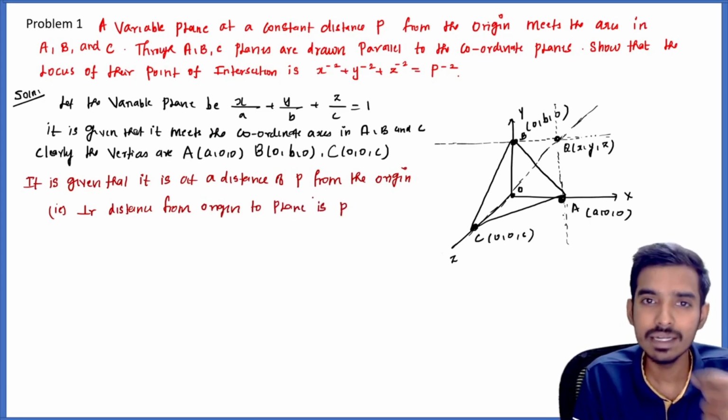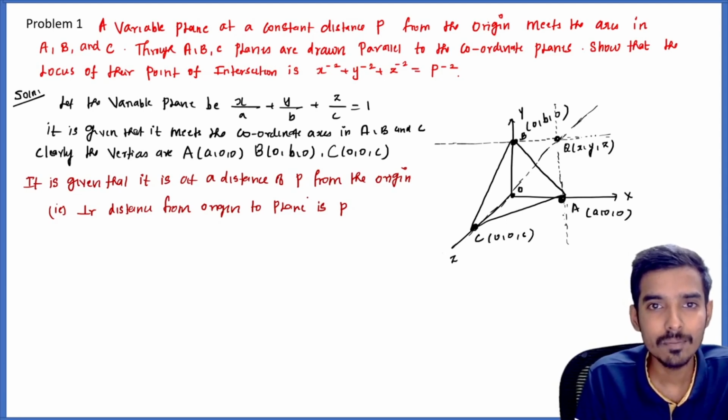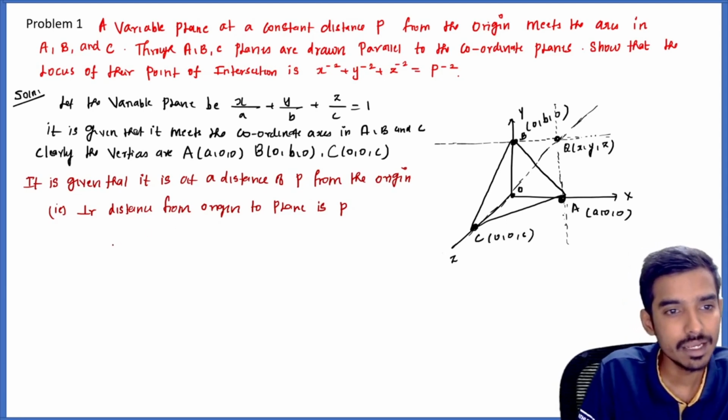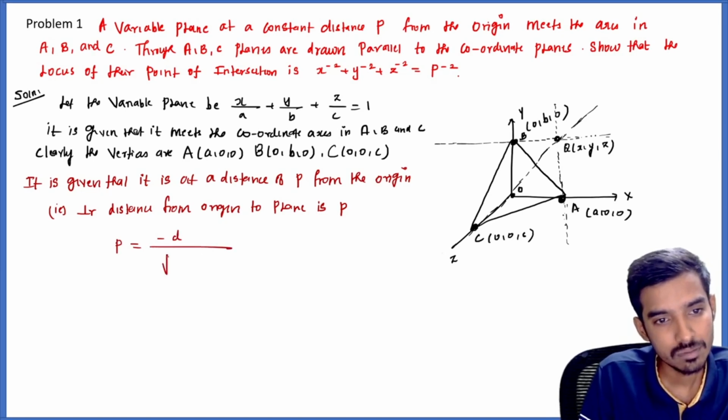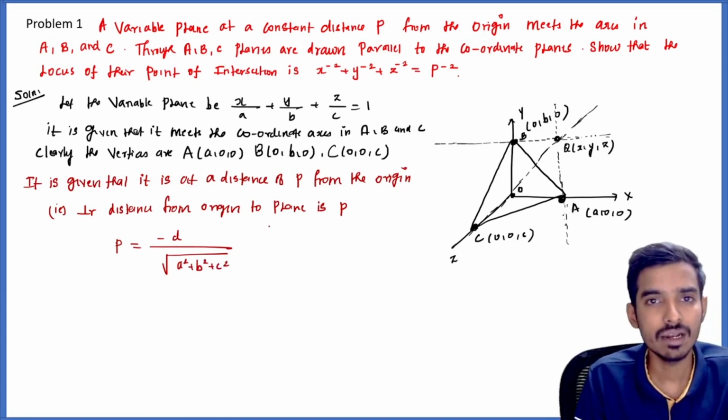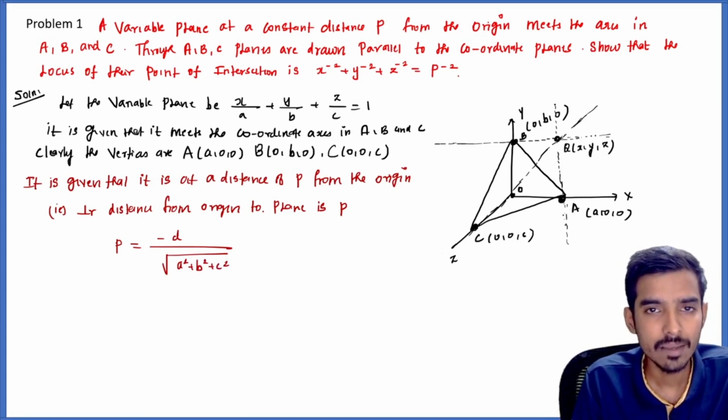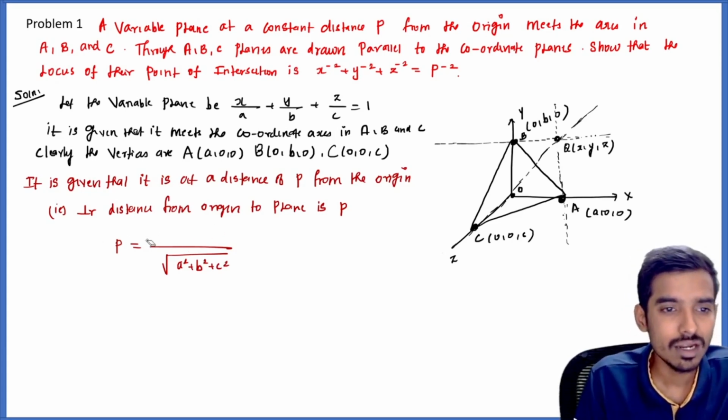What is the perpendicular distance formula? Very simple, right? The perpendicular distance p is given by minus d divided by root of a square plus b square plus c square, right? This is the perpendicular distance formula, the perpendicular distance from the origin to the plane. We already discussed this, right? If you want, I can write it.